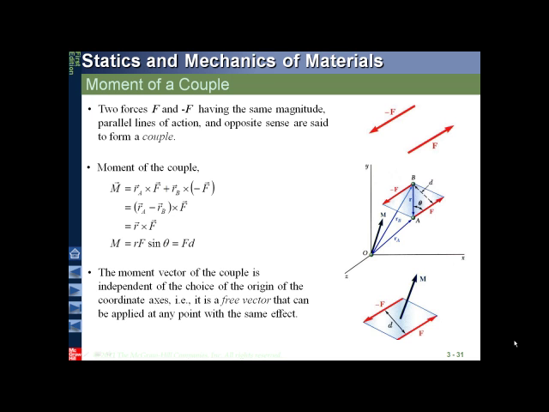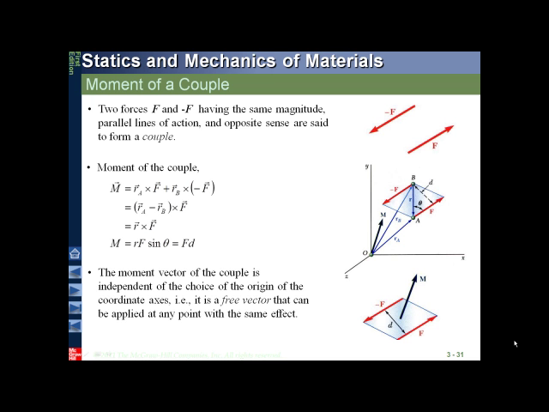And what a couple is, is two equal and opposite forces separated by some distance, which creates a moment, again, just as we've seen before. And that moment is a vector which acts in a direction that'll be perpendicular to the plane of the two forces.